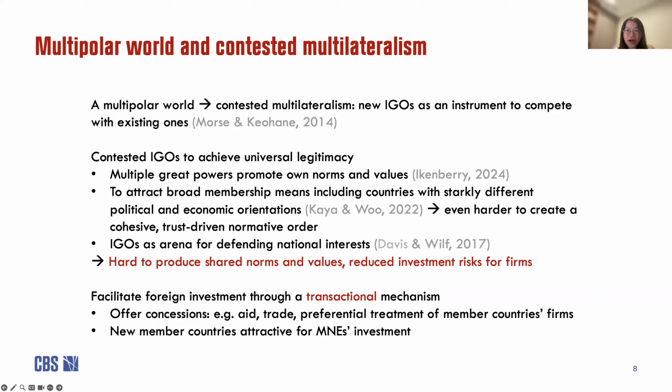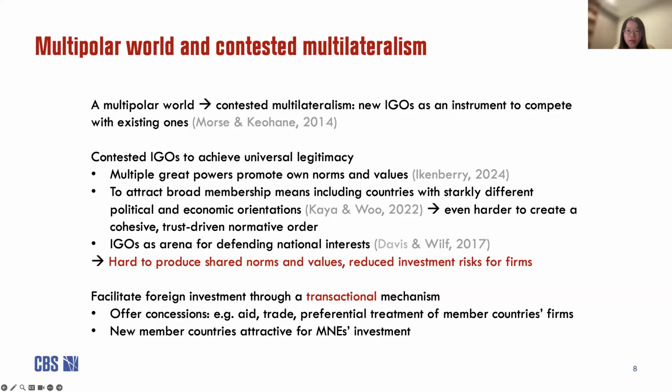There's a diversity, and it's very hard for IGOs to generate a unified norm to incorporate all these diversities. And the second reason is IGOs are challenging this status quo. They have to attract a broad membership to gain legitimacy. But to increase this broad membership, you have to include countries that are very different from each other. That makes it even harder to create a cohesive order.